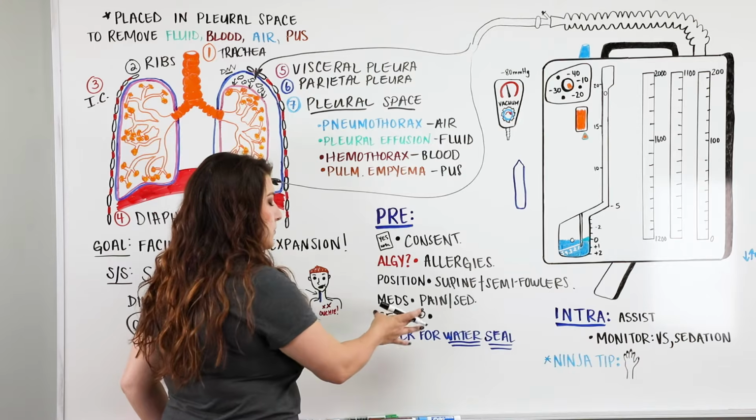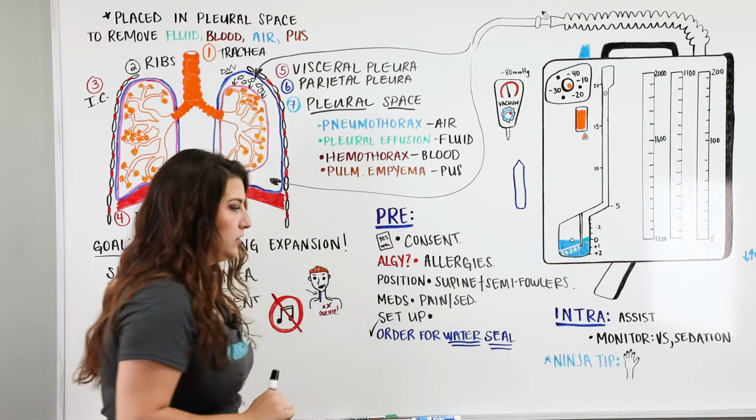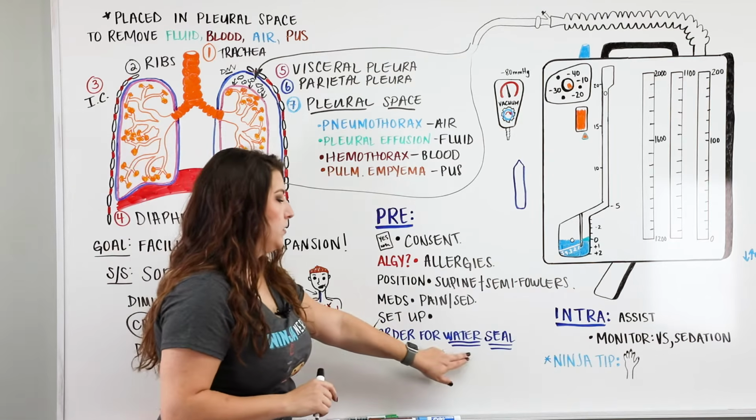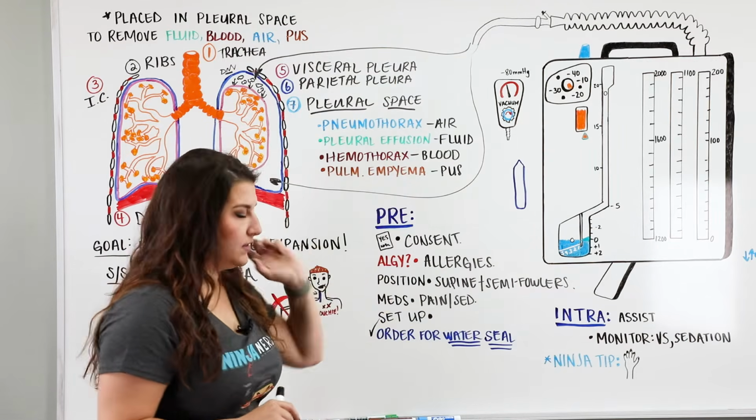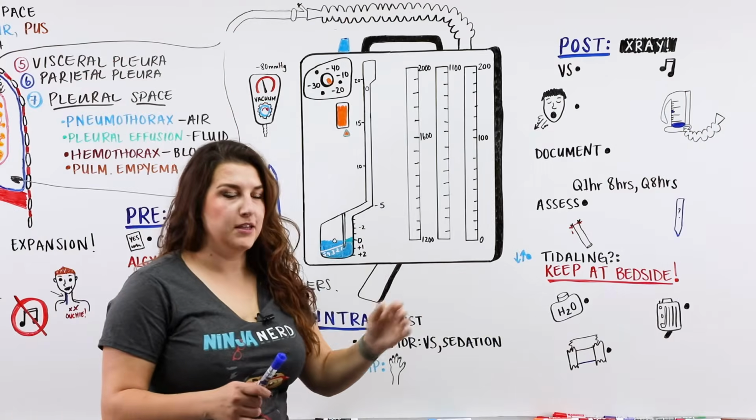Then you want to make sure you get the chest tube and set it up, and you have an order from the physician for a water seal. This is most important. You want to make sure you have the correct type of chest tube to get set up, and then you're going to set up the chest tube for the patient. We're going to set up the chest tube now.